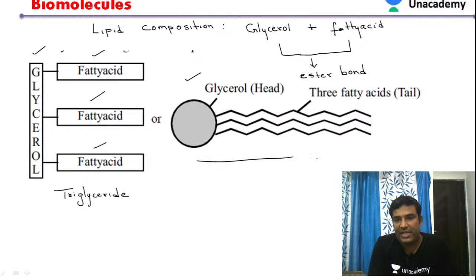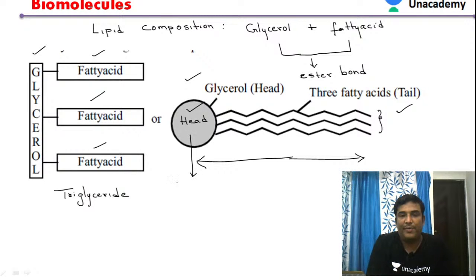You can see this is how a lipid is represented in the cell membrane. If you see any diagrams of a cell membrane, the lipid is represented in this manner. This part is called the head part, and you can see there are three fatty acids all together. This is called the tail part. The head part is made up of glycerol, of course.